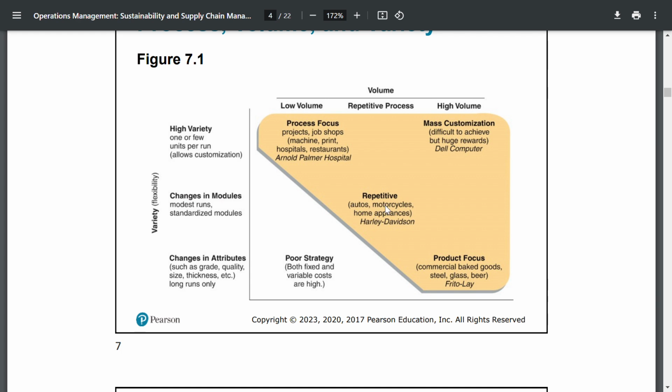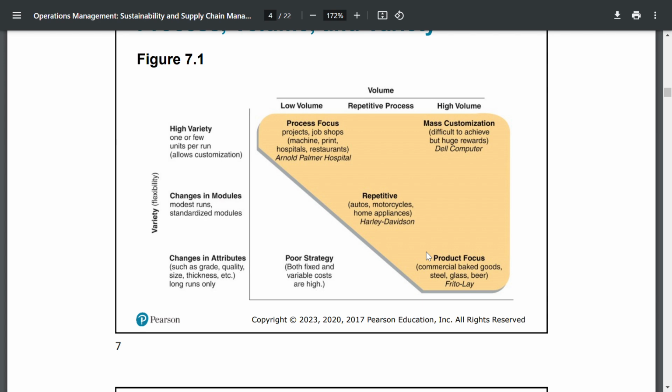For example, motorcycles will have some changes like the engine, the capacity of its fuel, the tires. These are some changes in the modules, but not high variety like changing the whole product entirely, like the mass customization of the process focus. But in the product focus, no, we're doing very small changes. So in chips, for example, you can have very little changes in the taste. There is the spicy one, the regular chips, vinegar, salt, different types of chips.